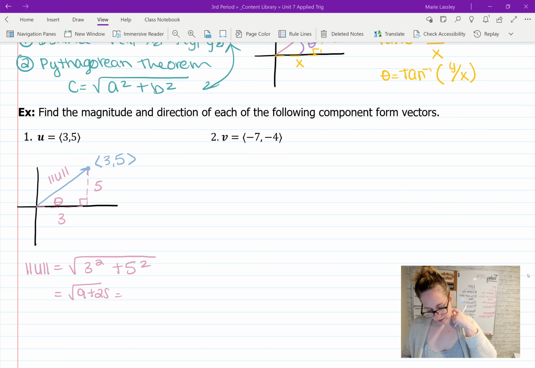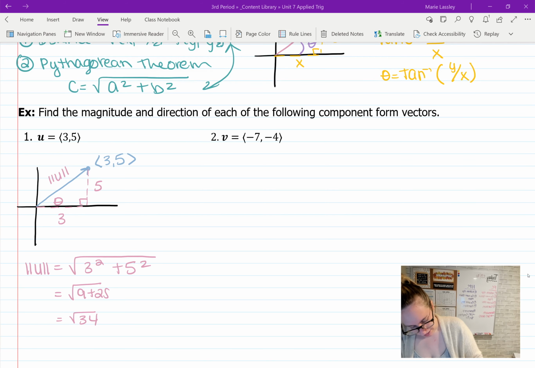There we go. All right, so 9 plus 25 is 34. I don't think we can simplify that. 34 is 17 times 2. 17's prime, 2's prime. So no, that's as simplified as we can get it. So our magnitude is the square root of 34.